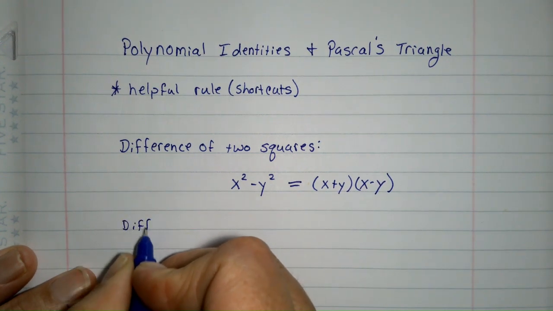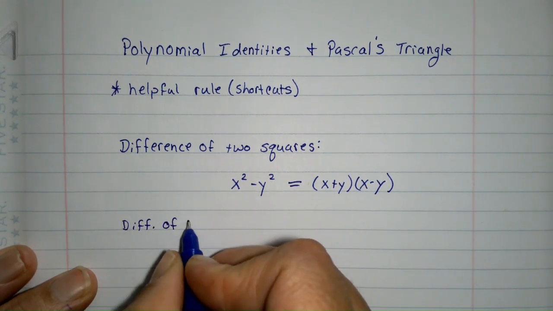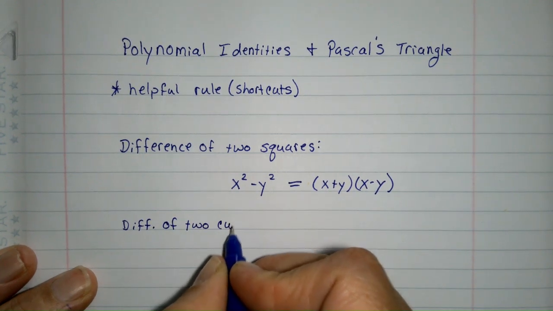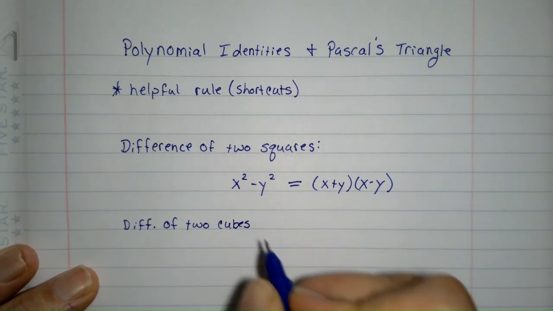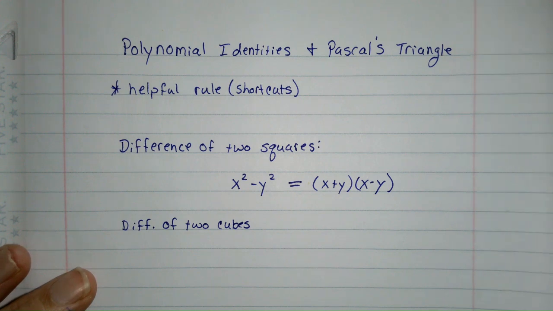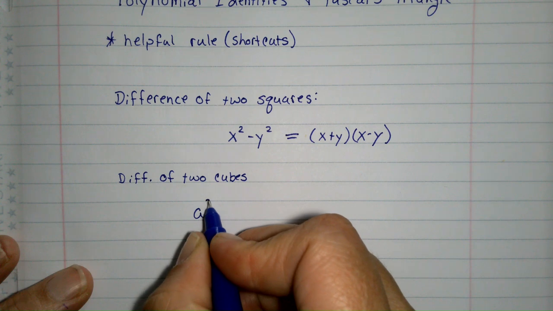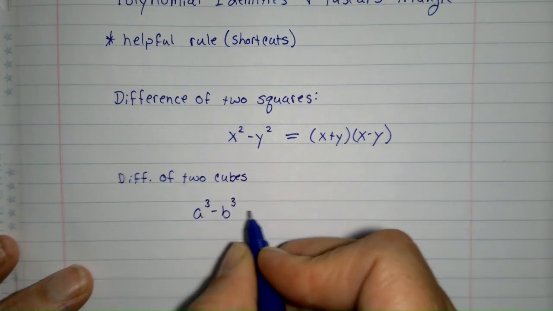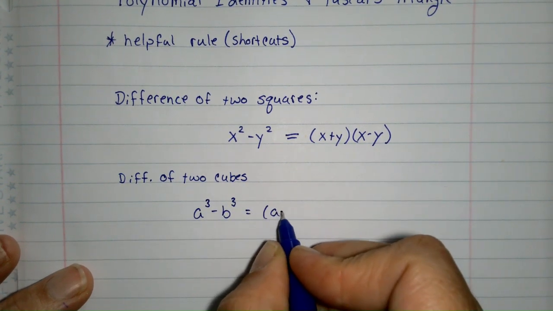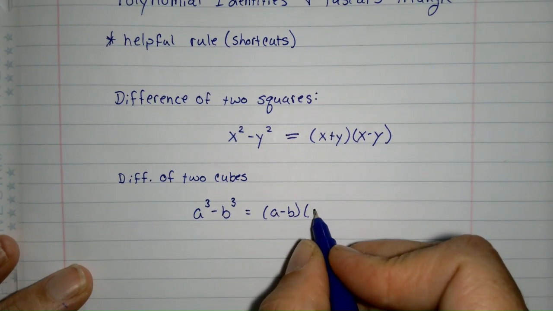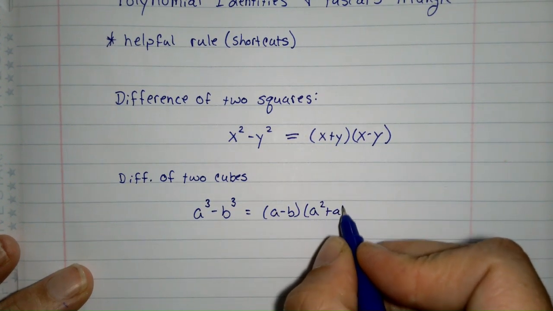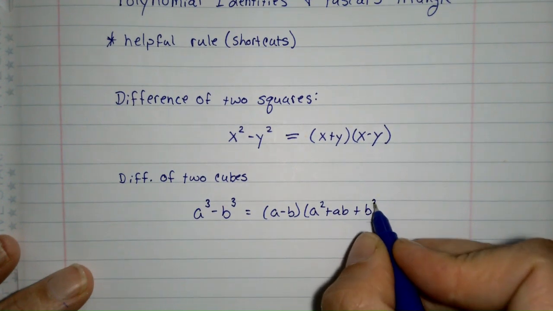The difference, I'm going to abbreviate that, of two cubes. Okay. The difference of two cubes, like a cubed minus b cubed, is equal to a minus b times a squared plus ab plus b squared.